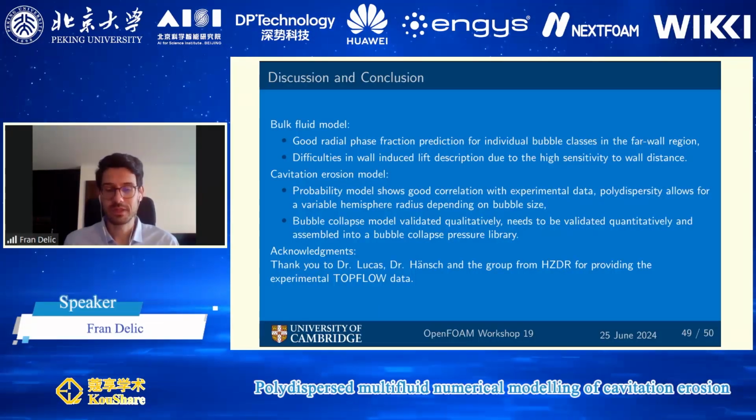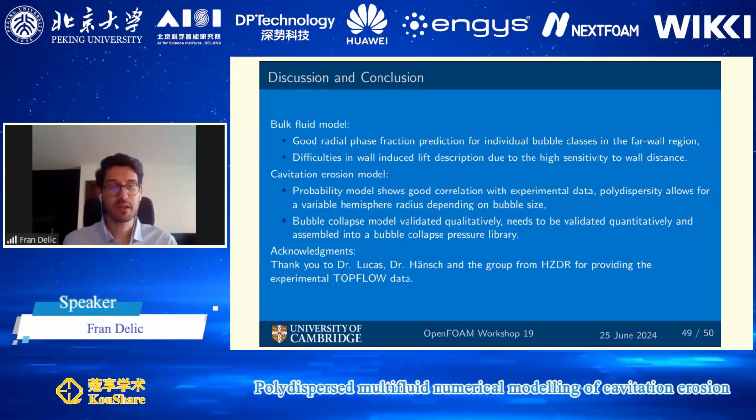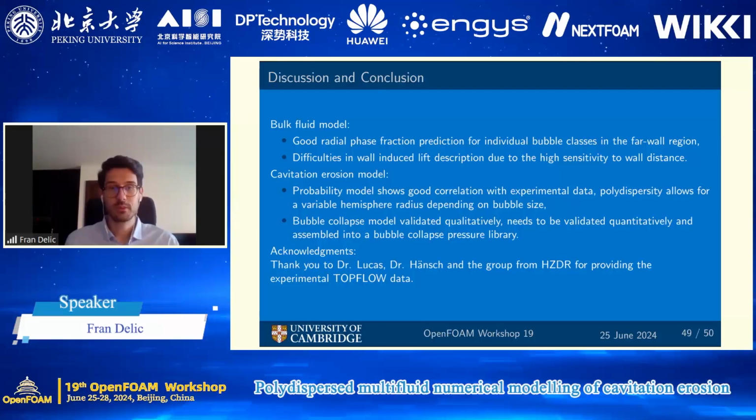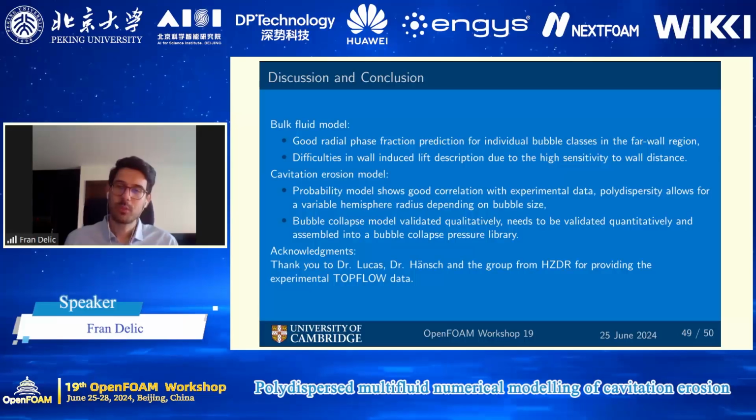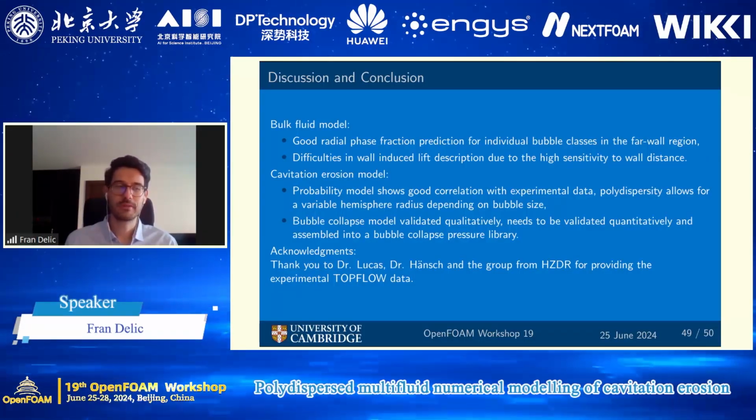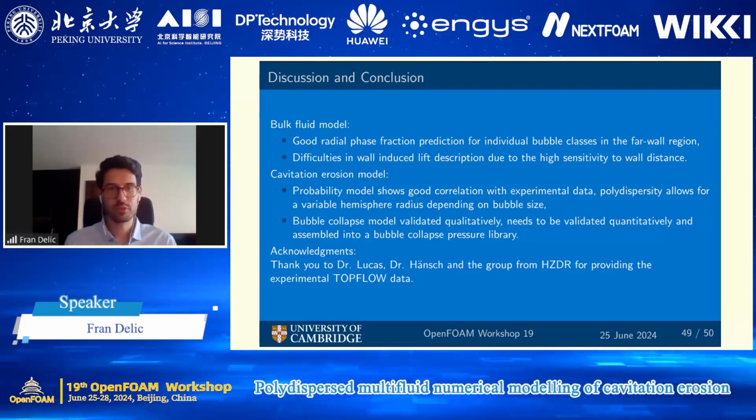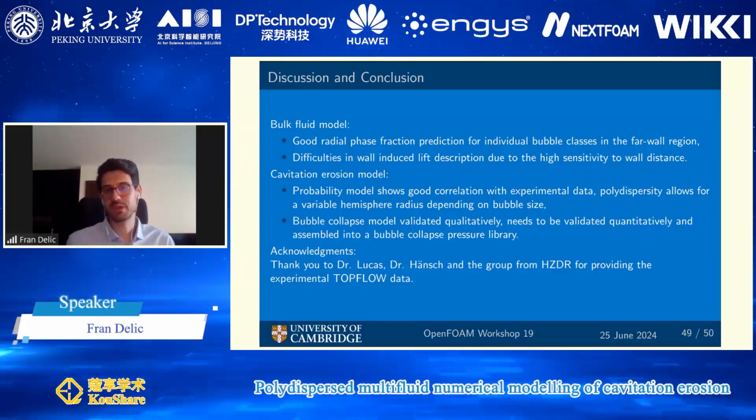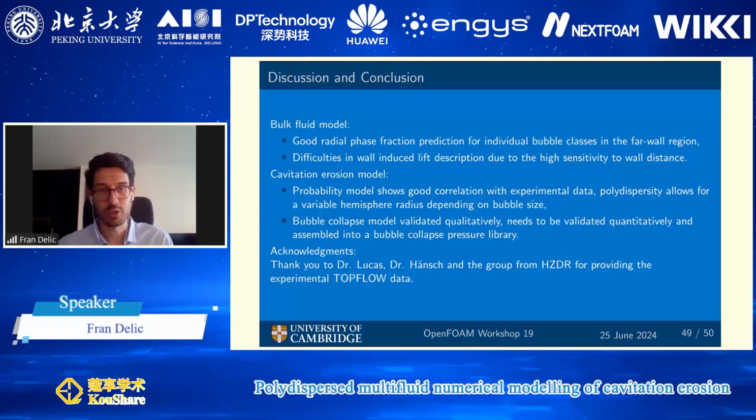This is something I'm very much working on, and hopefully I'll get something done soon. The cavitation erosion model works fine, so the probability model has a good correlation with experimental data. The idea behind using a polydispersed description is to not have a set hemisphere diameter, which is a user input, but to have it variable depending on the bubble size, as we expect smaller bubbles to only cause damage if they're right next to the wall.